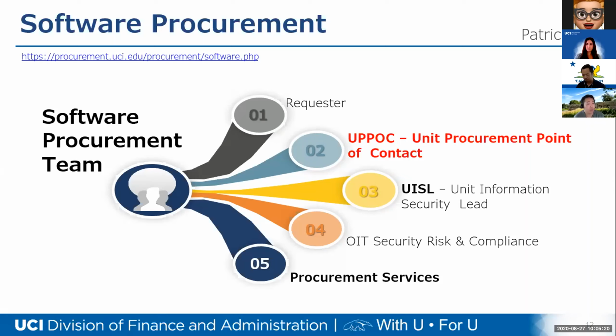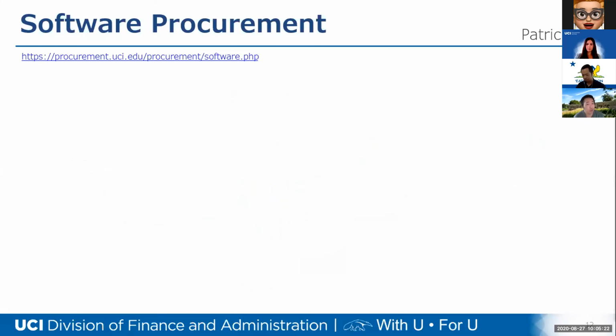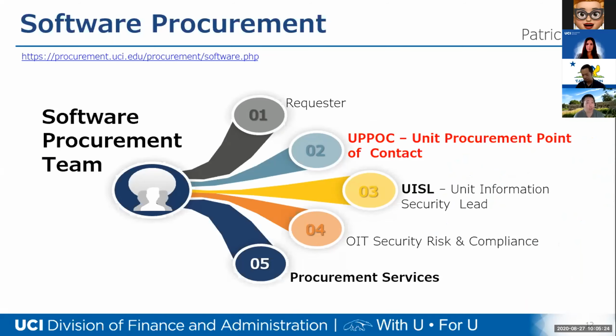For most of you here today, you typically are the UPPOC or work very closely with this person. A frequent question that I've been getting lately is, is there a list of the UPPOCs for your unit? The answer to that is no, but it is typically the person in your department who interacts with the suppliers, central procurement, contracts, and the OIT department. If you have any of these interactions, the odds are you probably are the UPPOC.